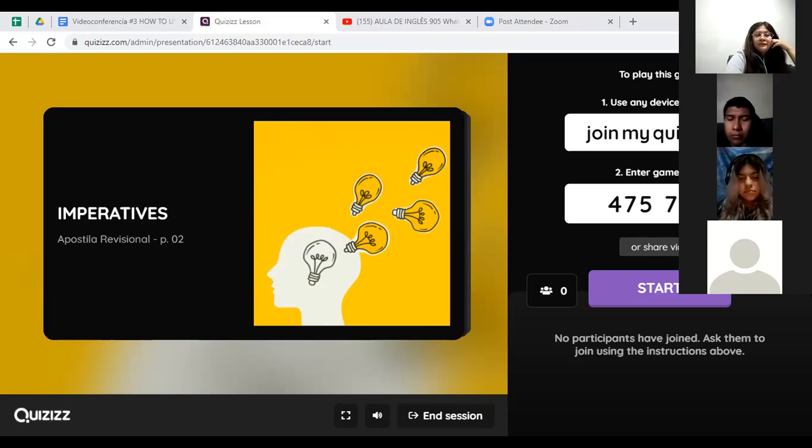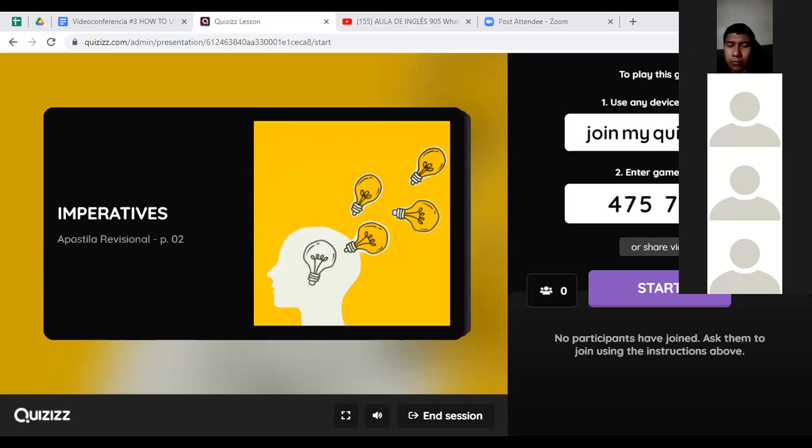So, cuando hagan clic en el link que les mandé, se los mandé en el chat de Zoom, no en el chat de WhatsApp, all right? Está en el chat de Zoom. Y les va a pedir su nombre. Cuando ustedes se conecten, su nombre va a aparecer acá. Creo que el game code ya va a estar, ya no lo van a tener que poner. I'm not sure. So it's just your name. All right, there you go.